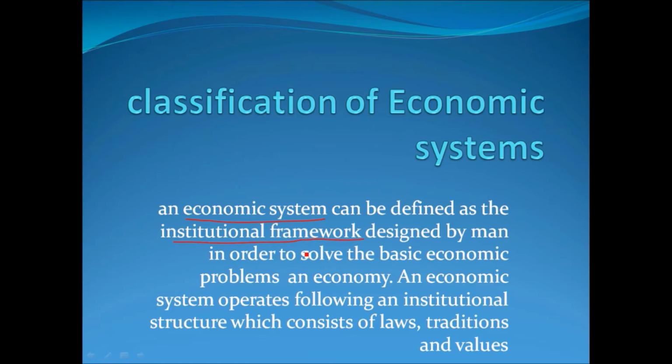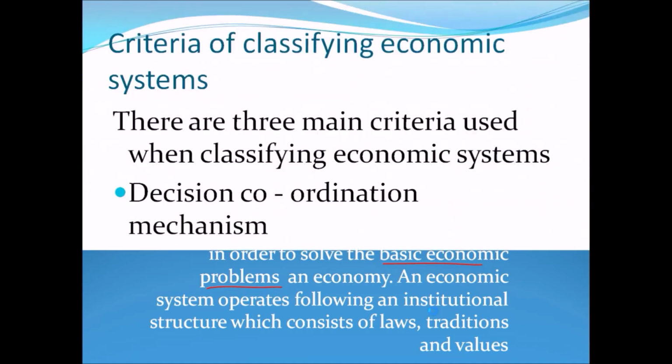An economic system can be defined as the institutional framework designed by man in order to solve basic economic problems in an economy. The economic system is defined as an institutional framework designed by man in order to solve the basic economic problems of an economy. An economic system operates following an institutional structure.